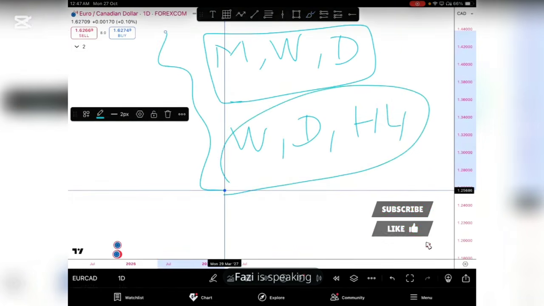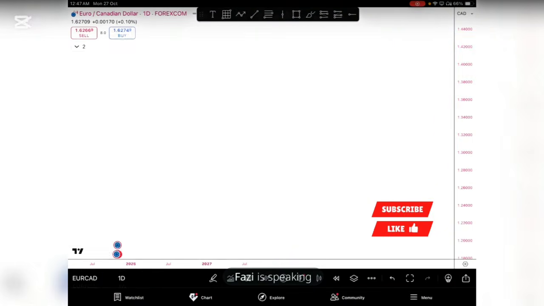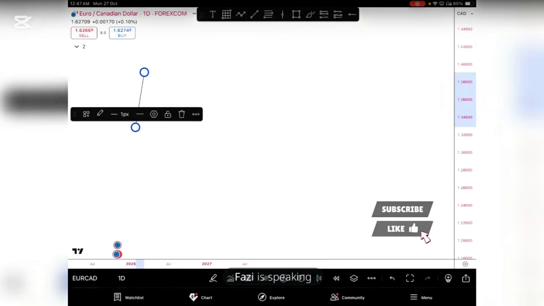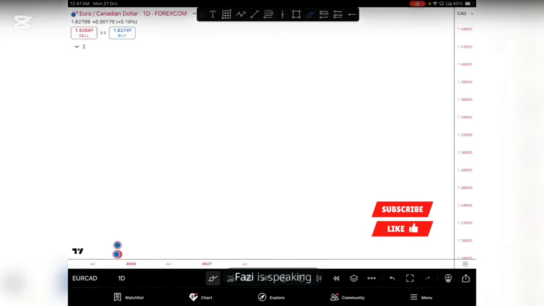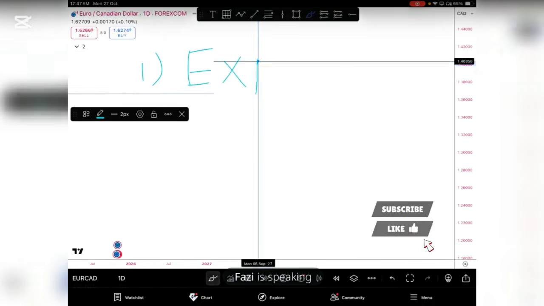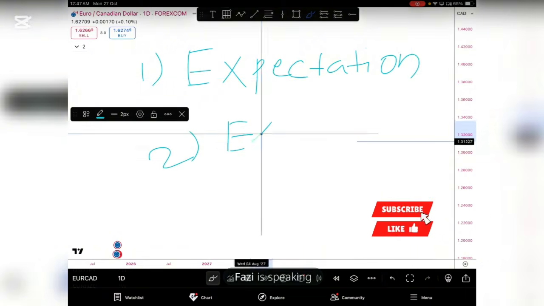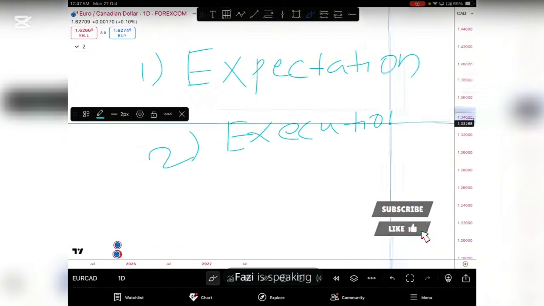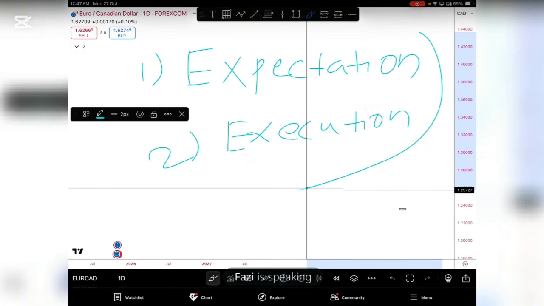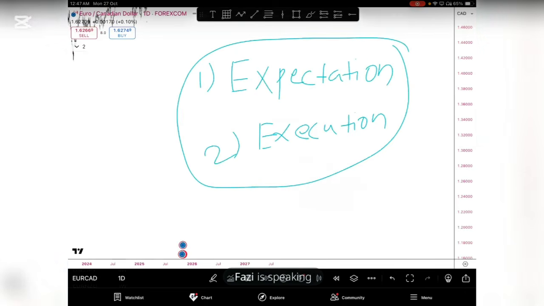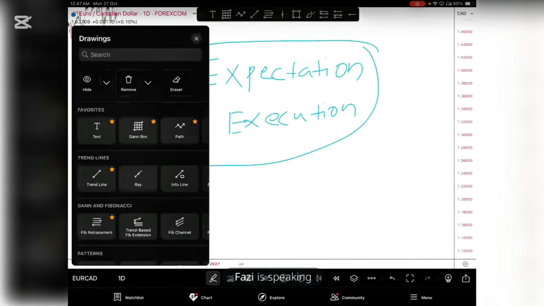So how do we build our bias in our MSNR strategy or SLK strategy? Before building bias, I always posted a video about that: expectation and execution. We have two things here: expectation and execution. You need to consider these two things from the market. When you see that, then only you choose your trades. So what is expectation and what is execution?